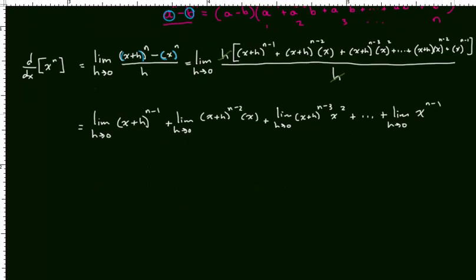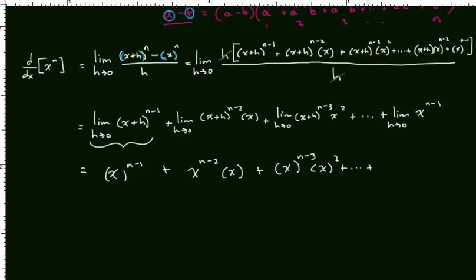And now I need to find each of these limits. So h is going to 0. This term here is going x to the n minus 1. The next one, so h is going to 0, and we have x to the n minus 2 times x. And then h is going to 0, so we have x to the n minus 3 times x squared plus dot dot dot plus we have h is going to 0, so that kind of acts as a constant, x to the n minus 1.